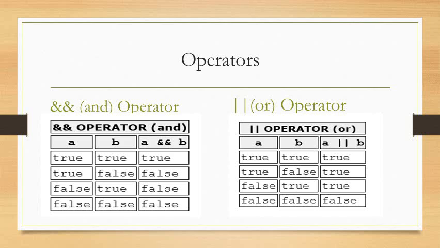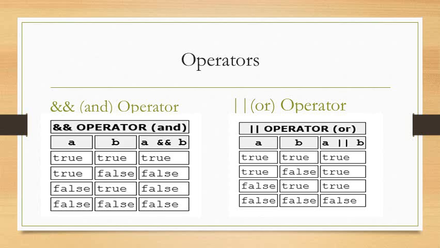So now look at the operation A and B. True and true, true and true. True and true will give you what? It will give you true. In this operation, you will have true if and only if all the operands, A and B, are true. So that is why the first one, true and true, is true.